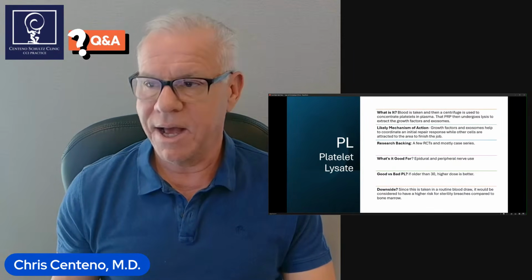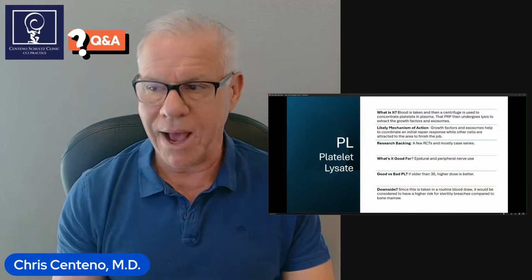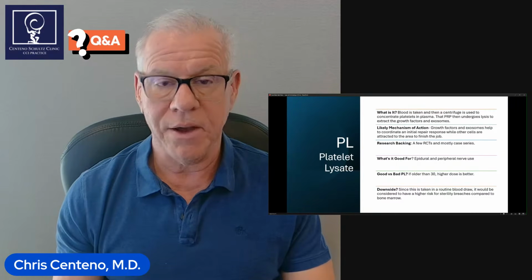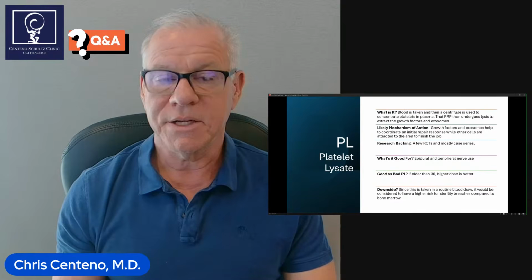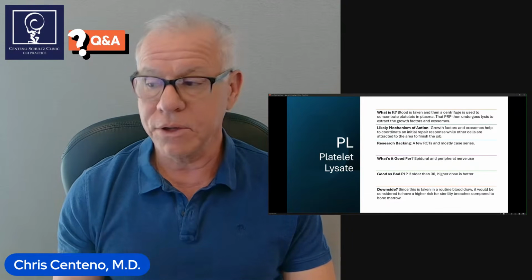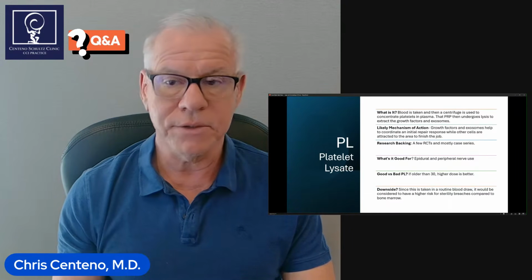Platelet lysate, what is it? Basically, blood is taken and used to create PRP. Then those platelets are broken open, or lysed, to get the growth factors and exosomes out. The mechanism of action is pretty similar to PRP, although the growth factors are right there. They don't have to degranulate out of the platelets. There are a few randomized controlled trials, but mostly case series. It's good for epidural use and peripheral nerve use.